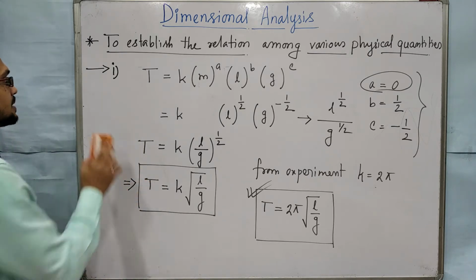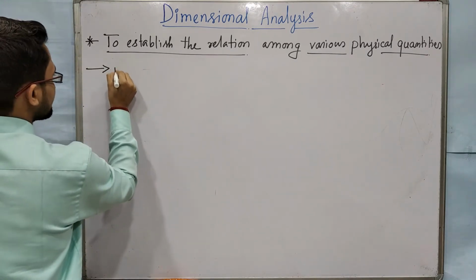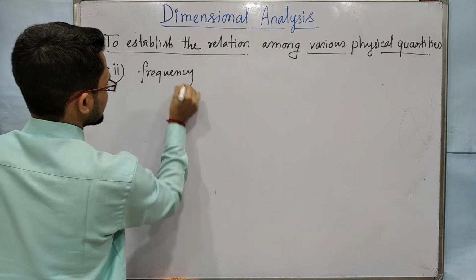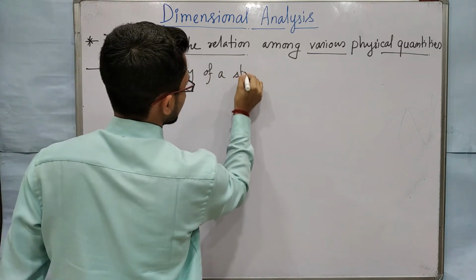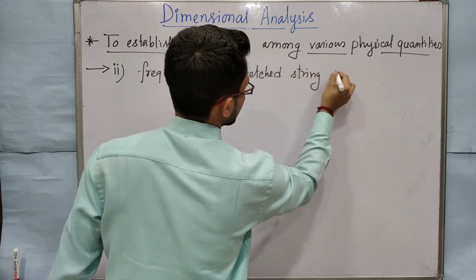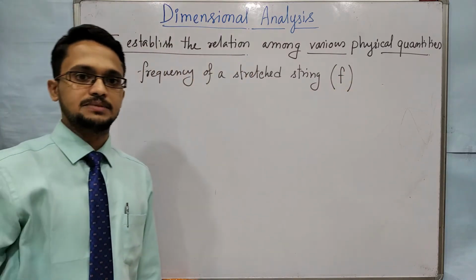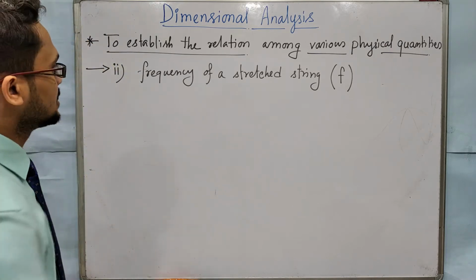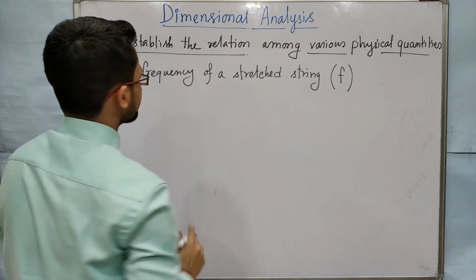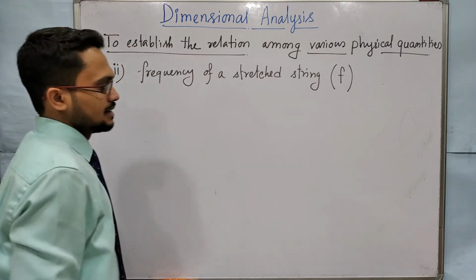Now I am giving another example. Example number 2: the frequency of a straight string. Frequency is written by small f. This theory you will read in the wave chapter, the last chapter of class 11. So the derivation of frequency we will do here dimensionally. We have to find the mathematical expression for the frequency of a straight string.